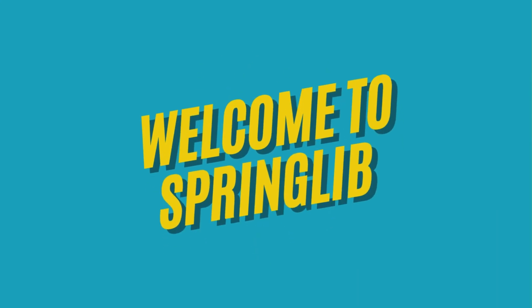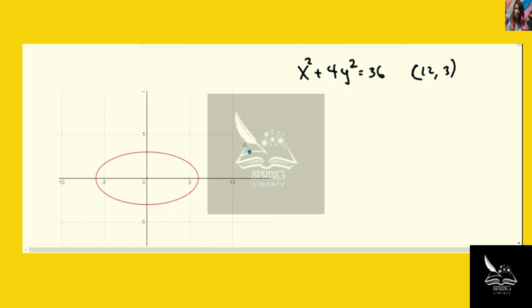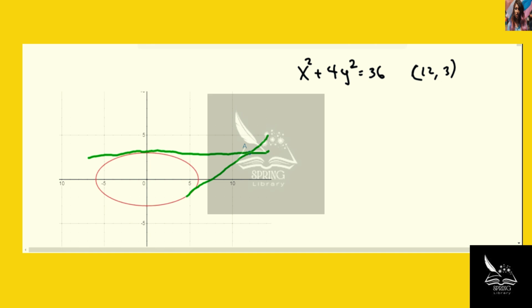Welcome to Spring LIB. So we're given an ellipse, and we're going to find the two tangent lines that pass through the point (1, 2), which is not on the ellipse, as you can see by the picture there. So what we're looking for is the two lines. This one looks like it's probably going to be a horizontal. And then the second one, that looks like it'll pass somewhere over here. And what we want to do is find the equations of these lines.